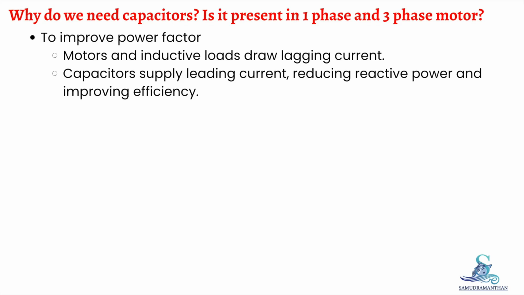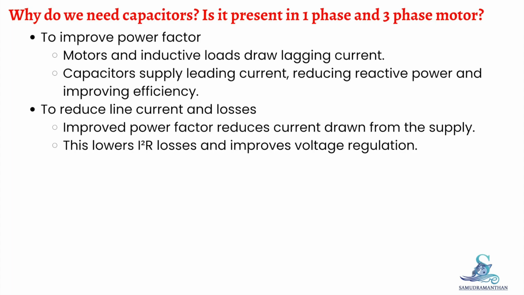To improve power factor. Motors and inductive loads draw lagging current. Capacitors supply leading current, reducing reactive power and improving efficiency. To reduce line current and losses. Improved power factor reduces current drawn from the supply. This lowers I²R losses and improves voltage regulation.